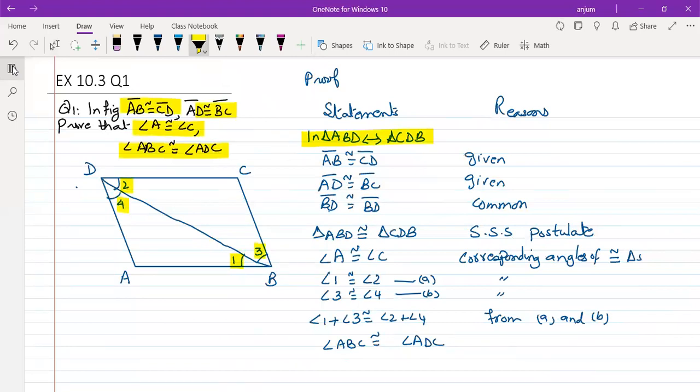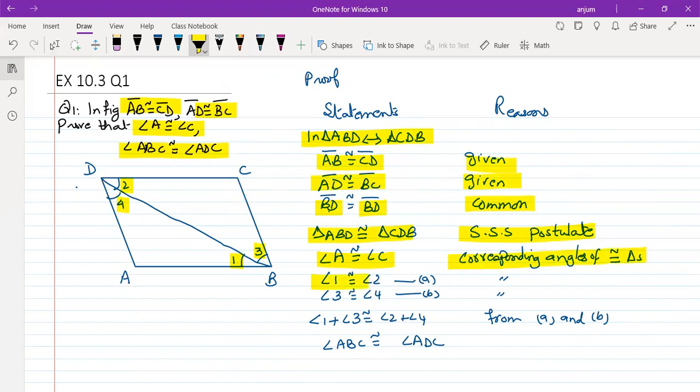Now, in the correspondence of these two triangles, AB is congruent to CD and AD is congruent to BC because these two are given to us. And we can take the third side, BD, congruent to BD because it's the common side and it's self-congruent. So these two triangles are congruent because of the side postulate. So now their corresponding angles A and C are congruent to each other.